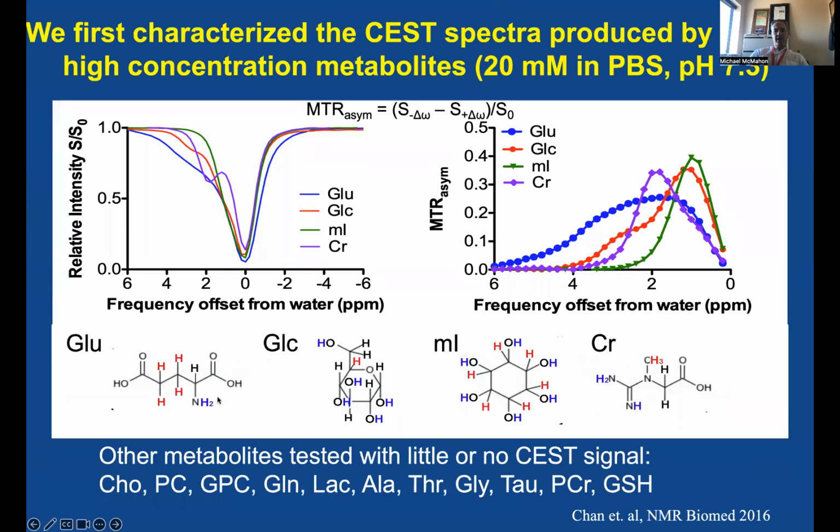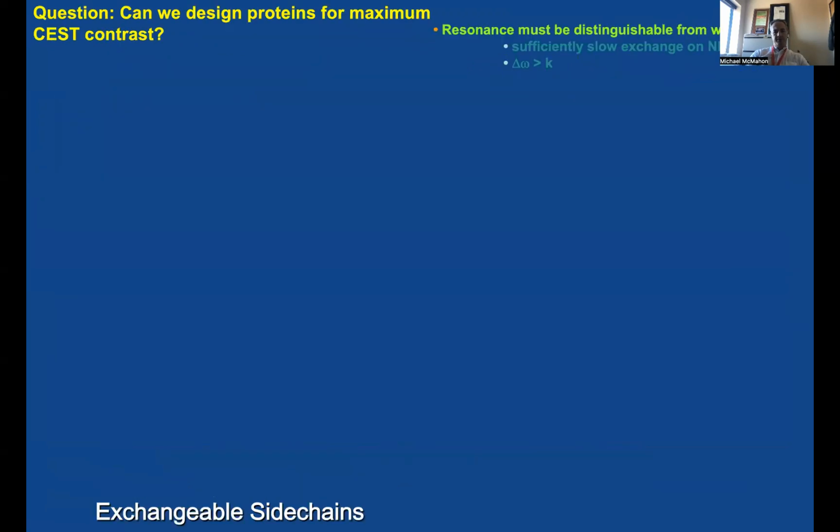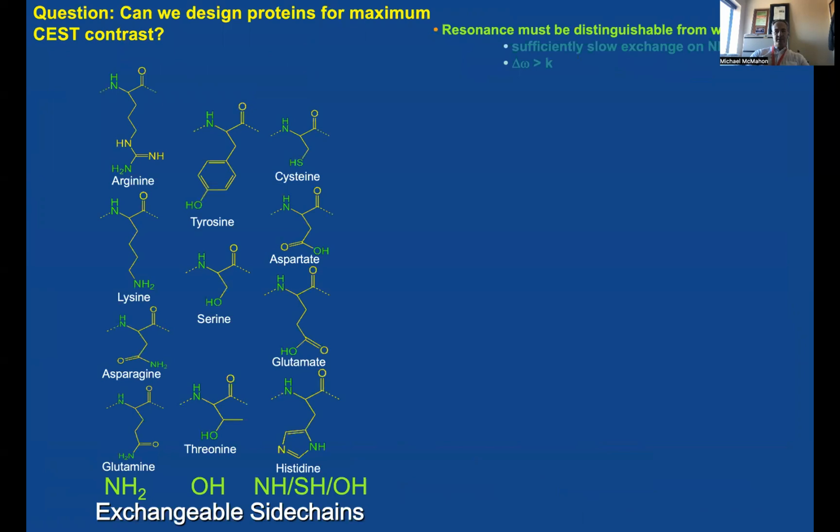And so we had a couple candidate molecules which we looked at, and we found that glucose, glutamate, myoinositol, and creatine had very nice prominent Z spectra, and were also at high concentrations in these breast tumor cells. And some of the other metabolites, while they were prominent, did not display a very strong CEST contrast. And so this was nice to associate with those four metabolites.